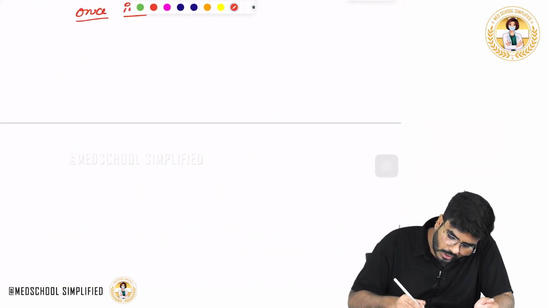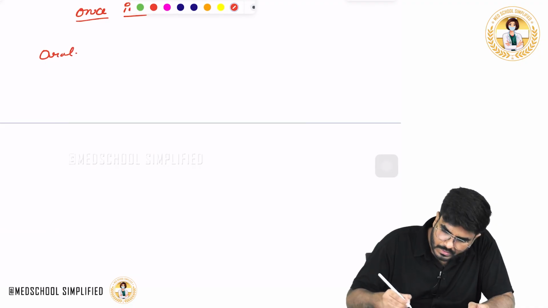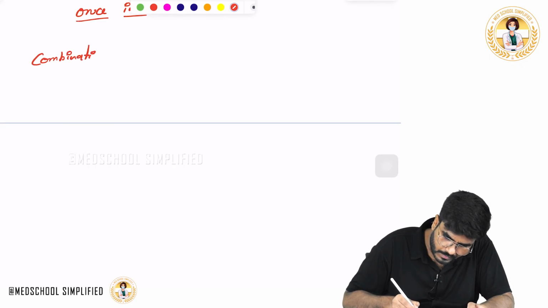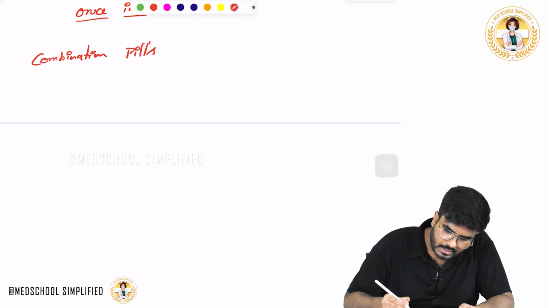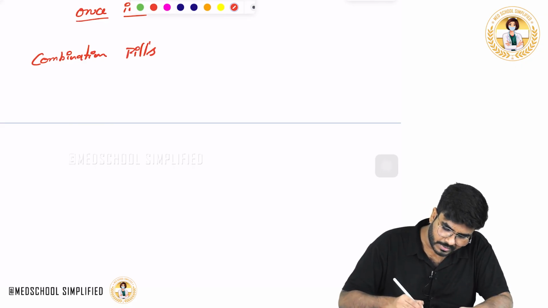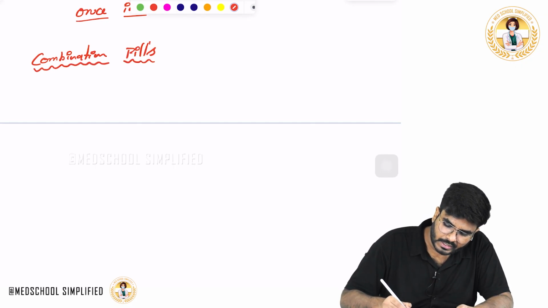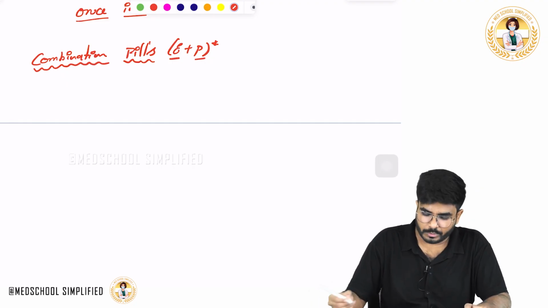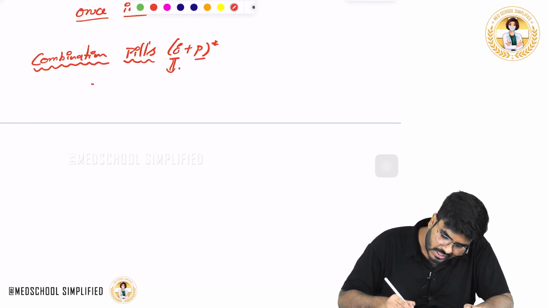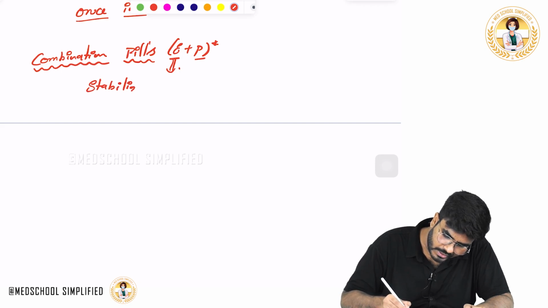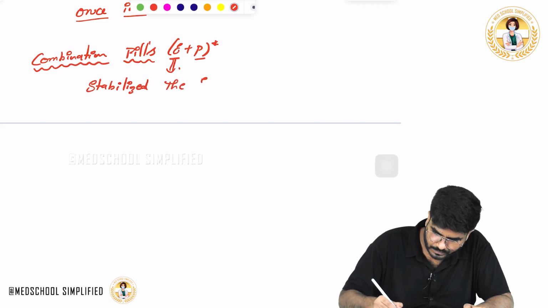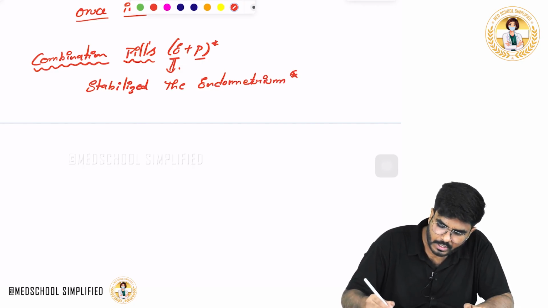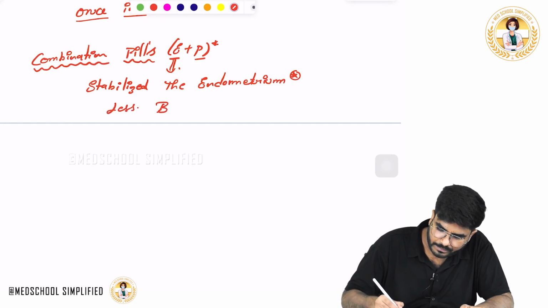But if I am talking about the oral contraceptive pills, that is combination pills, there are some important benefits with the combination pills. These combination pills contain both estrogen along with progesterone. So what is this estrogen doing? Estrogen stabilizes the endometrium, so there is a chance of less breakthrough bleeding.